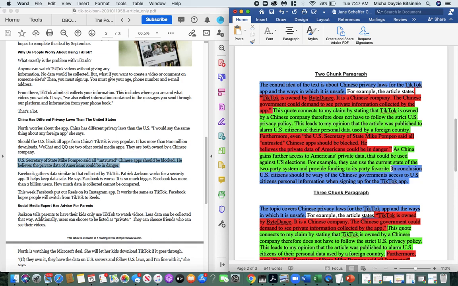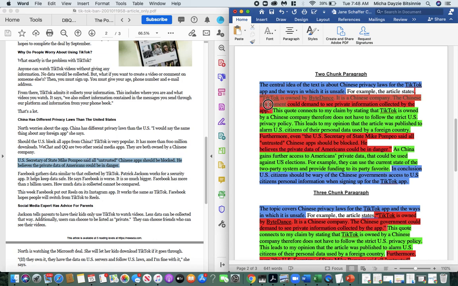And then they write their conclusion. It's the same thing. In conclusion, U.S. citizens should be wary of Chinese government access to U.S. citizens' personal information when signing up for TikTok. So that's the two-chunk paragraph. Again, the pattern is topic sentence, concrete detail, commentary, commentary, concrete detail, commentary, commentary, and concluding sentence. So this should be generally 8 sentences long.